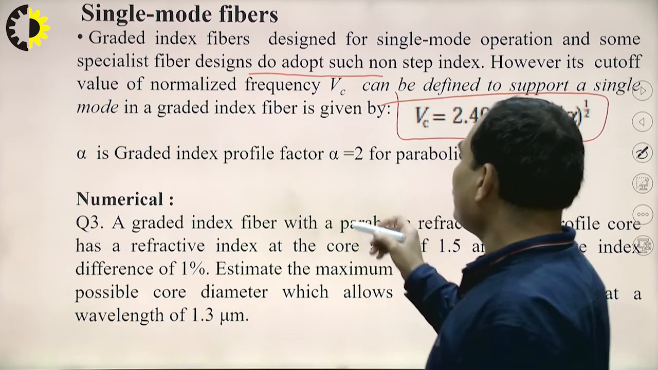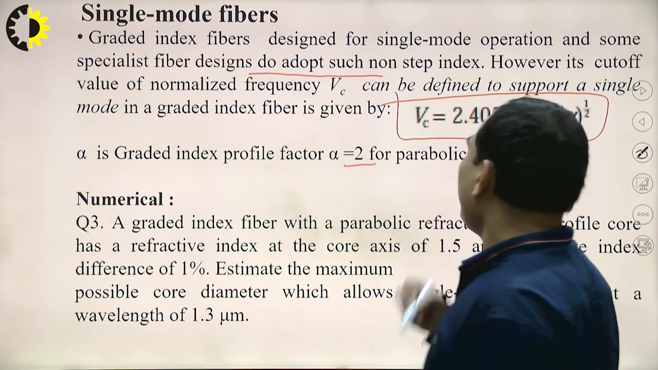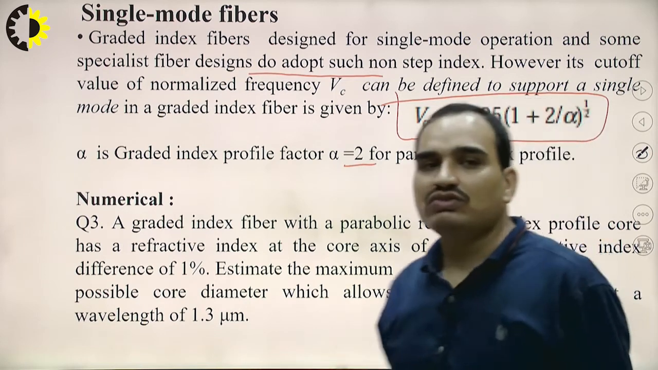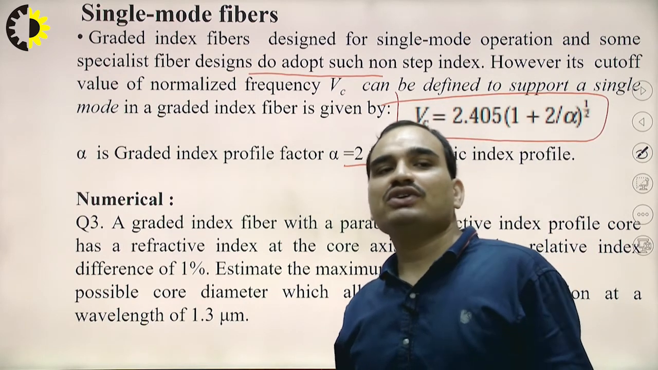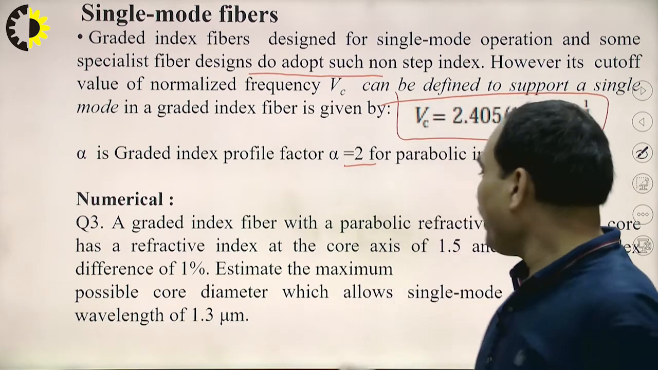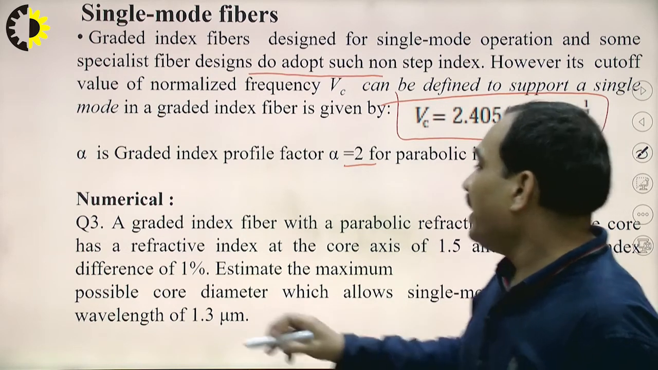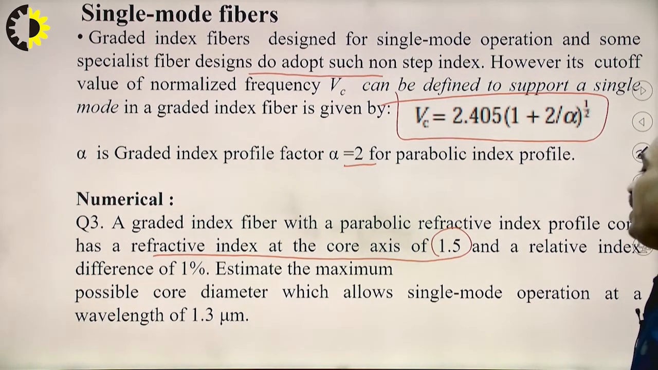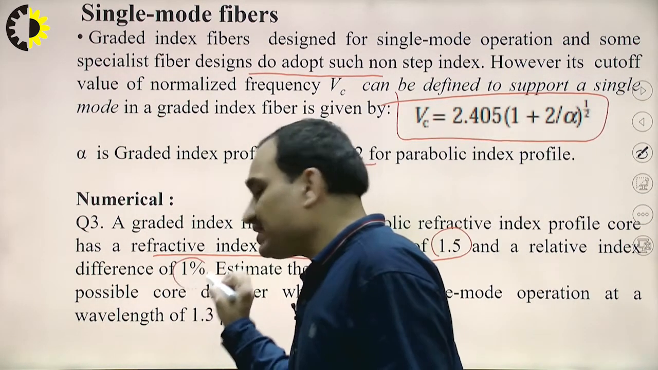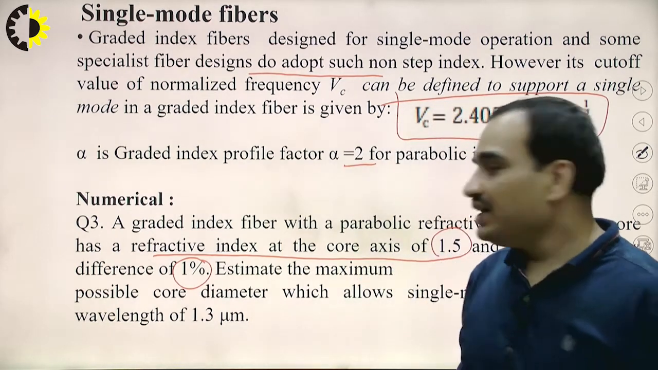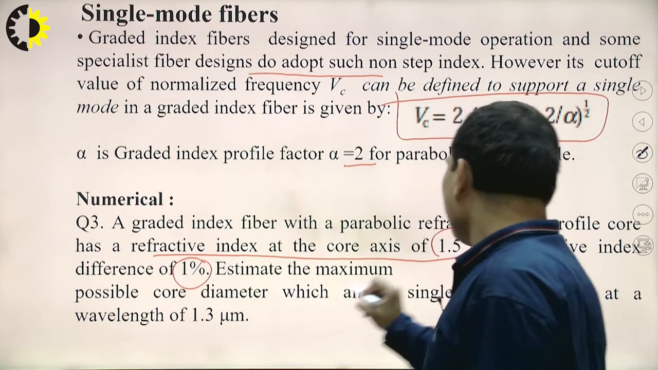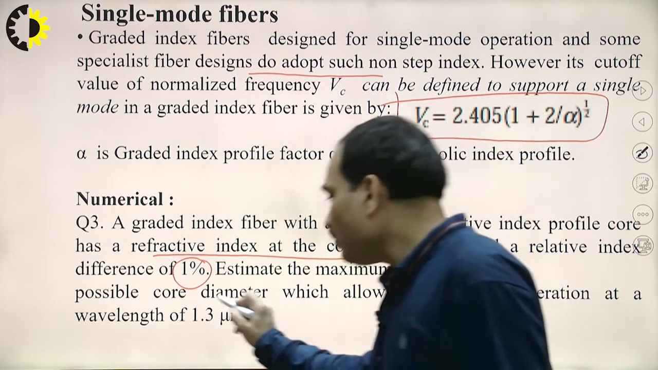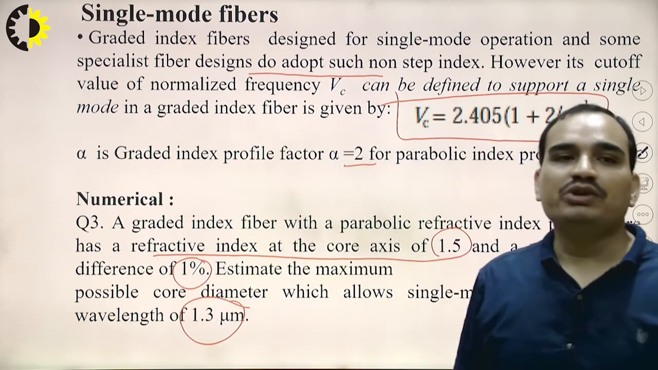For alpha equals 2, we can consider the parabolic profile. One more numerical we can discuss is for the graded index fiber with a parabolic profile, having the refractive index at the core axis equal to 1.5 and the relative refractive index of 1%. We have to estimate the maximum core diameter which allows single mode operation at 1.3 micrometers.